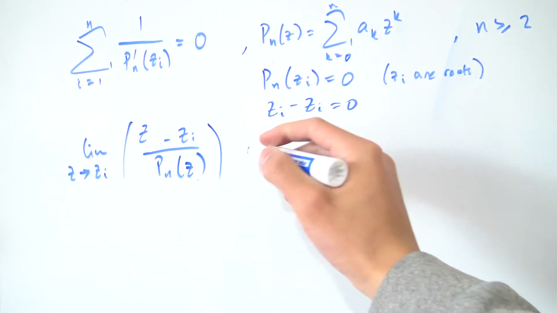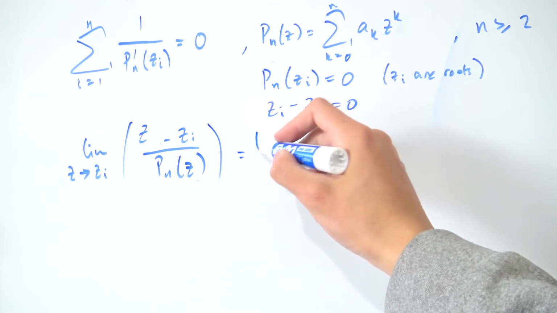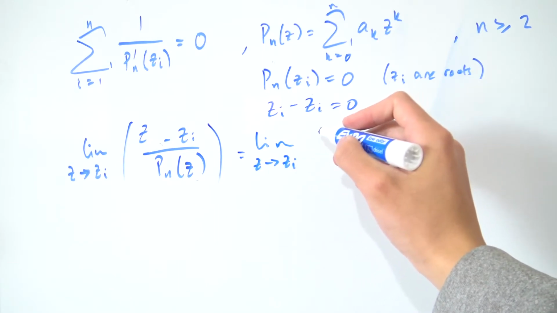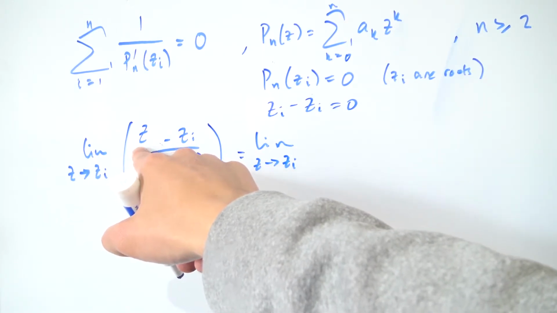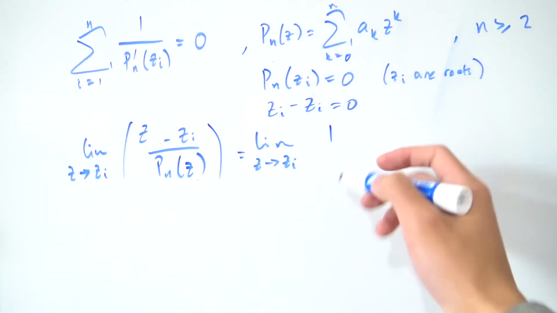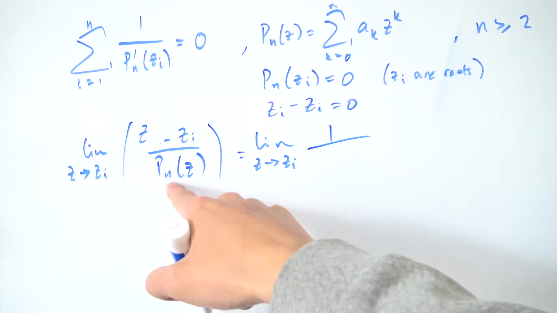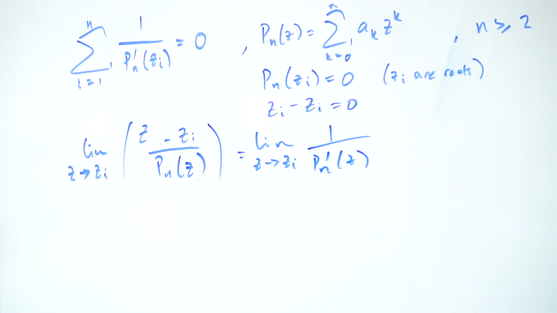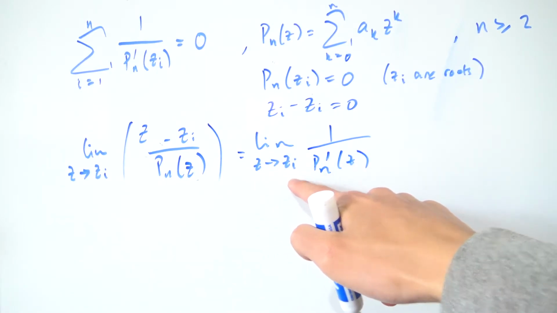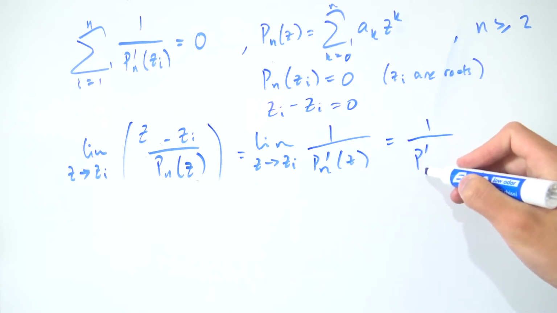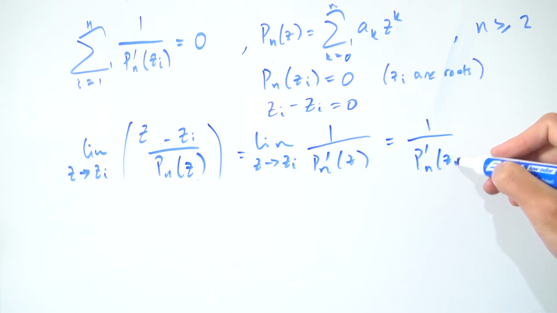So all we have to do is differentiate the top and differentiate the bottom, and we're going to get the limit as z approaches zi of, well, the derivative of the top, it's just going to evaluate to 1, which is really quite nice because it matches up right here. And if we differentiate the bottom right here, we're going to get Pn prime of z. Okay, and taking the limit as z approaches zi of this thing right here is going to land us at 1 over p prime n of zi, which is really quite nice.